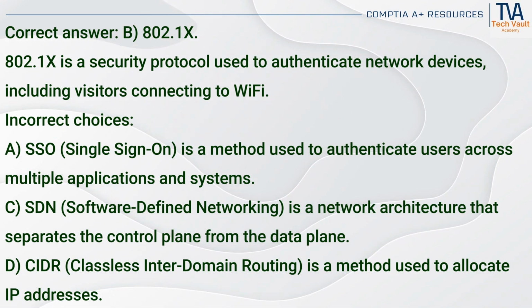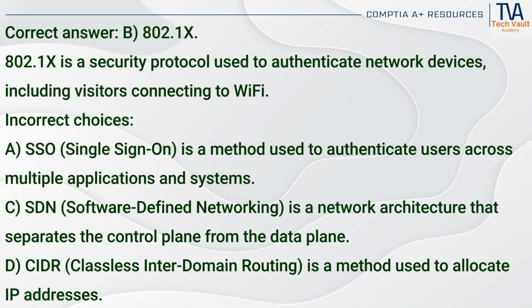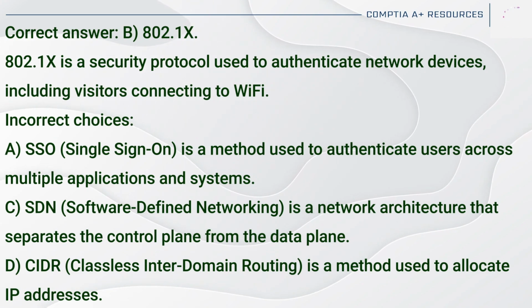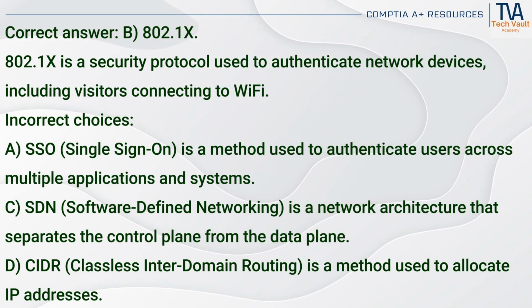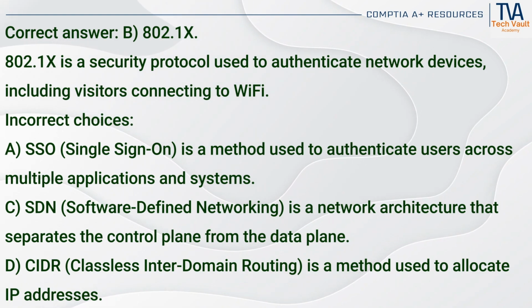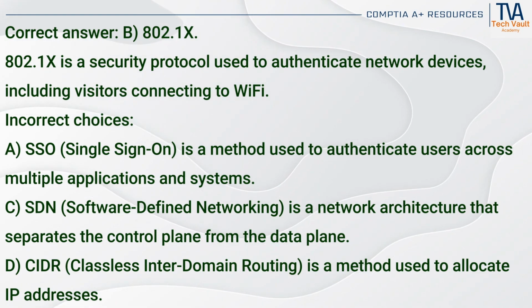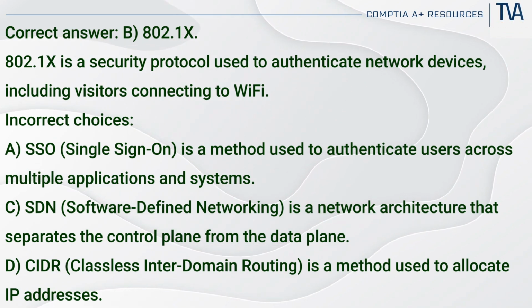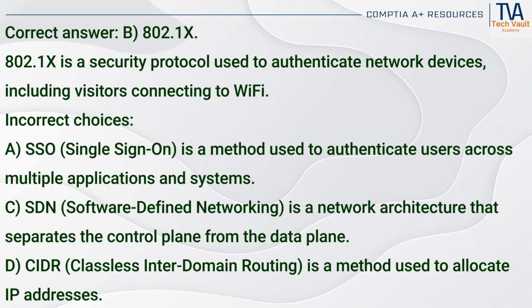Incorrect choices. A. SSO, single sign-on, is a method used to authenticate users across multiple applications and systems. C. SDN, software-defined networking, is a network architecture that separates the control plane from the data plane. D. CIDR, classless interdomain routing, is a method used to allocate IP addresses.